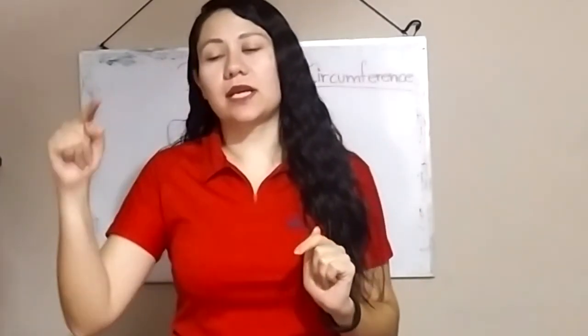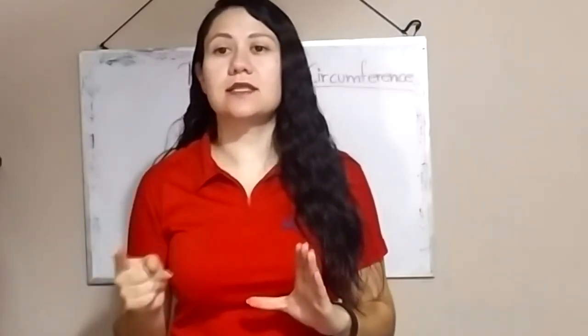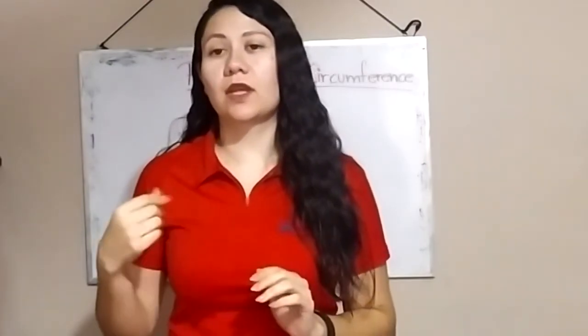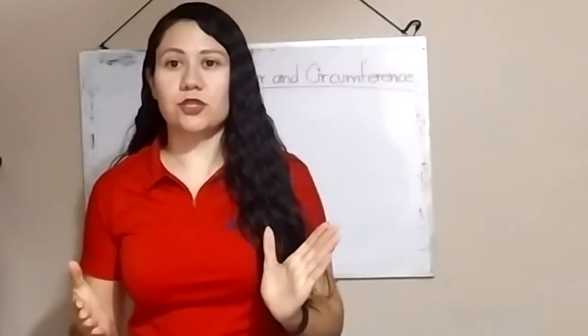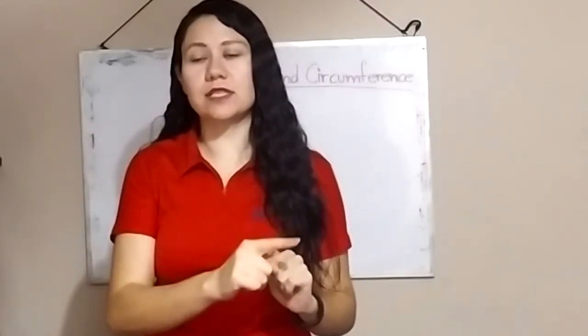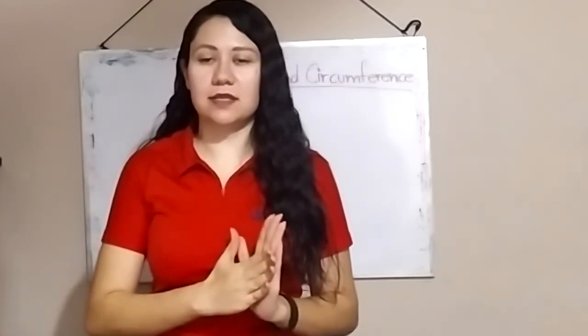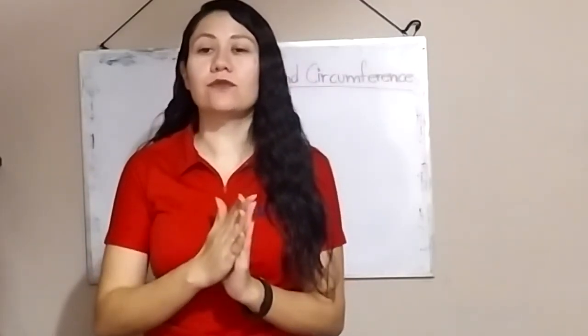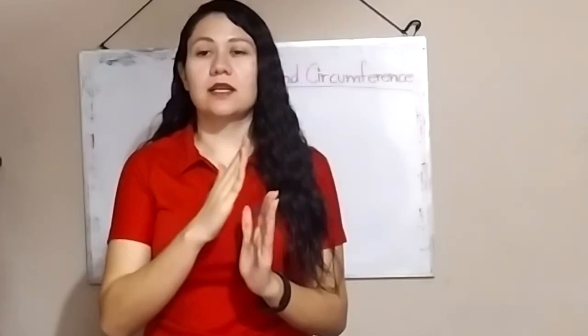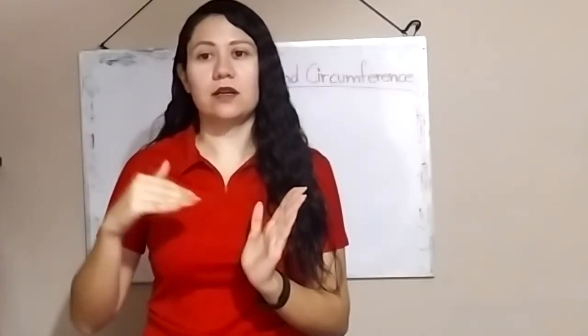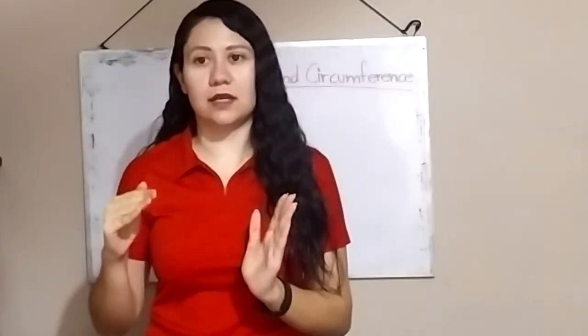The perimeter is the distance around any polygon, and the circumference is the same distance around a circle. The perimeter is measured by simply adding the length of each of the sides of the polygon. It doesn't matter how many sides it has, all you have to do to find the perimeter is add together each one of the sides. Okay?